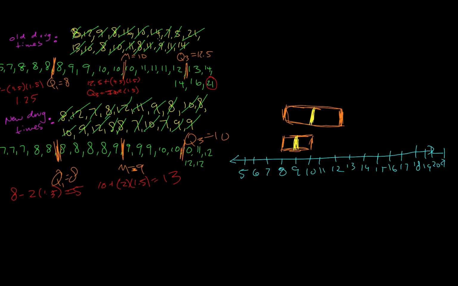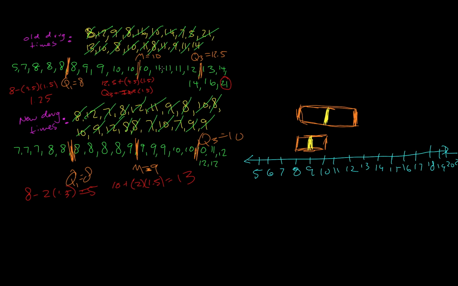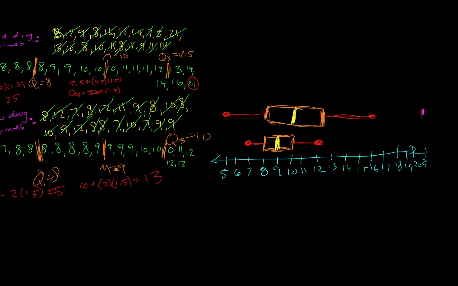Then we're going to go for the max and the min. So on the bottom it goes from 7 to 12. On top it goes from 5 to 16. I'm not going to go to 21 because it's an outlier. So it goes from 5 to 16. And then there's an outlier at 21. So on the top one, I will draw that. They draw it as an asterisk, but there we go.